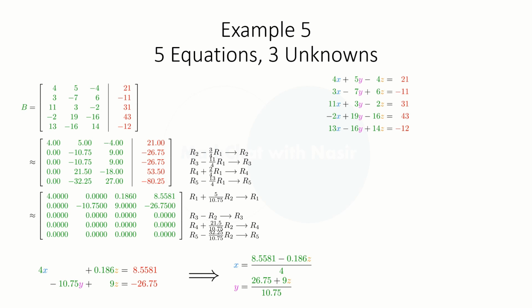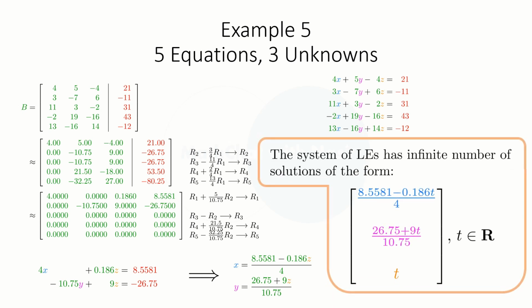The value of the variable z can be arbitrarily chosen. The complete solution of the equations has the form. We change the free variable to the parameter t. You can verify that this solution will satisfy all the 5 equations for any value of t. The solution lies on a straight line in a Cartesian coordinate system.